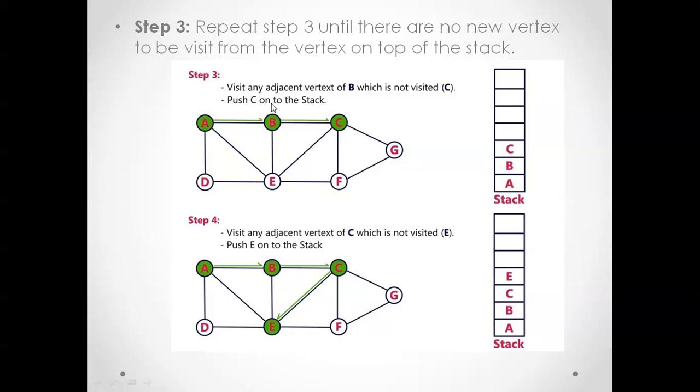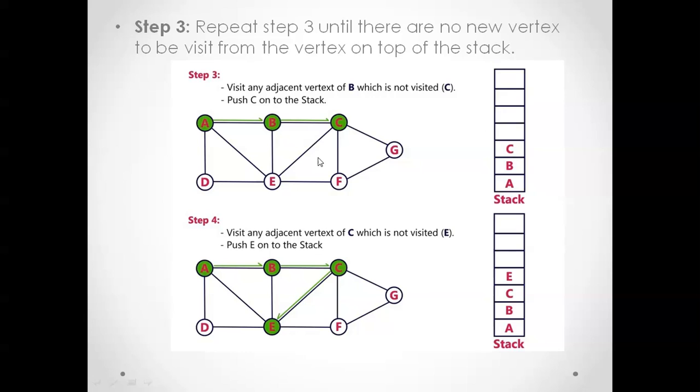On top of the stack, say visit any adjacent vertex of B. So C is not visited. Now I'm going to visit C. Then when you visit a new node, what do we have to do? We need to push it to the stack. Now what is the top of the stack? The top of the stack is C.